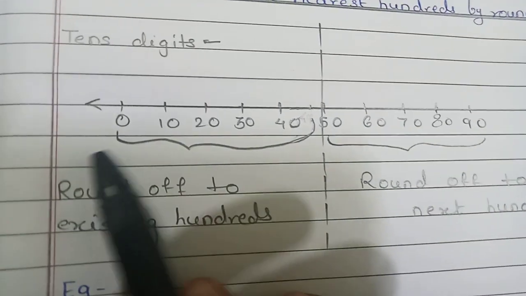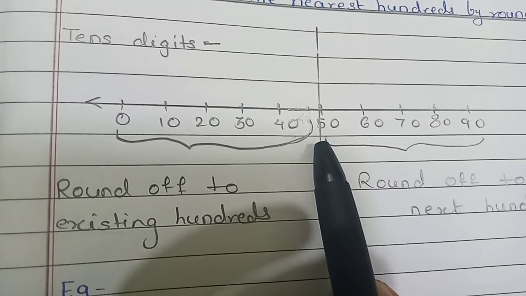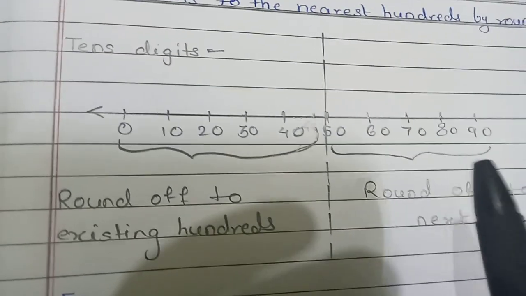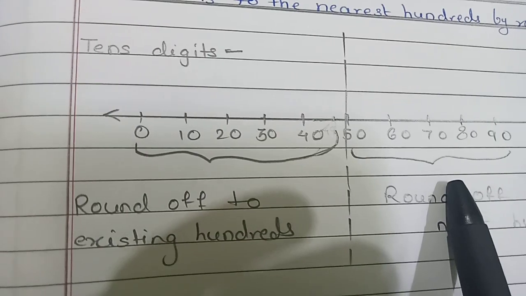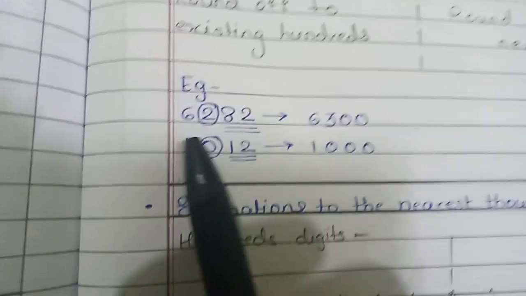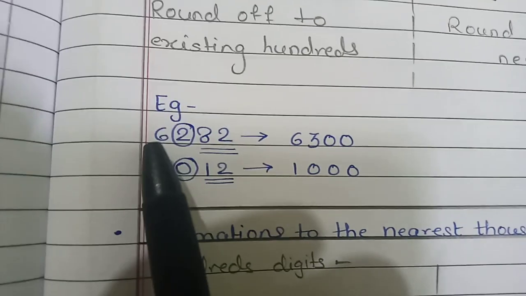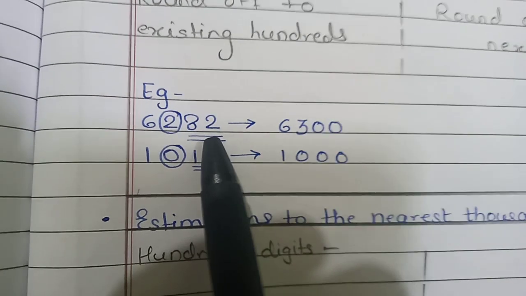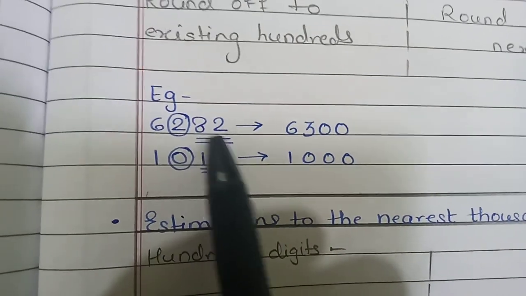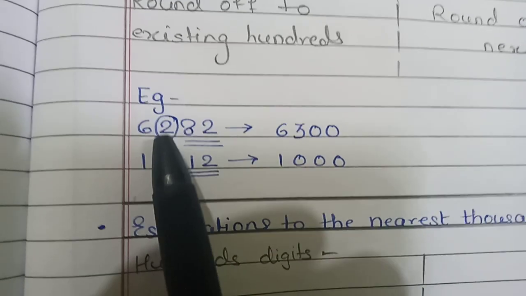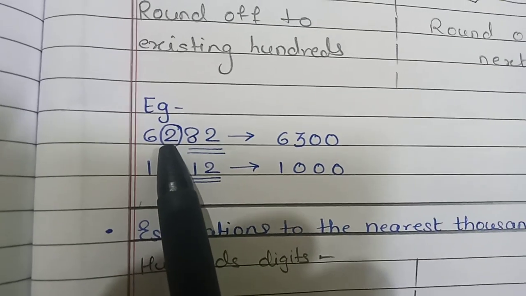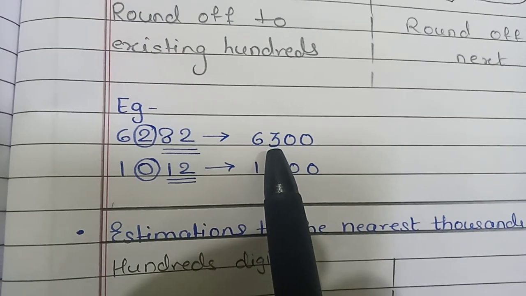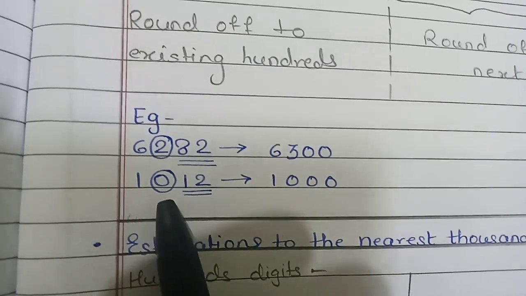I repeat, 0 to 49, we will round off to the existing 100, and 50 to 99, we will round off to the next 100. So here are a few examples. First one is 6282. Now consider the tens and ones digits. The number is 82. 82 is greater than 50, so we will round off to the next hundreds. That's the reason 6282 is rounded off to 6300.